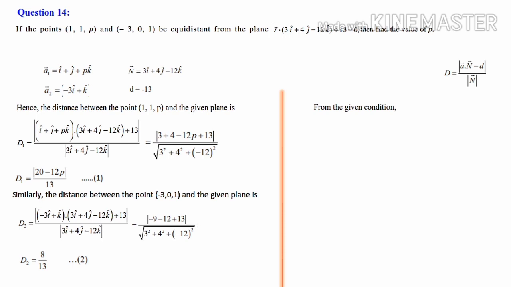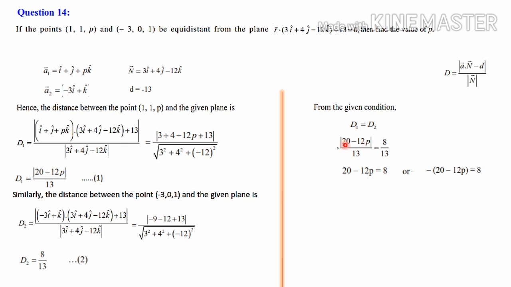Now it is given to us these two distances, the first point and the plane, and the second point and the plane, the distances are same. So d1 equal to d2. That is d1 we have calculated modulus of 20 minus 12p divided by 13, and d2 value is 8 by 13. That is 20 minus 12p is equal to 8, or minus of 20 minus 12p is equal to 8. Since modulus is there, we have two options. Either the inside value can be positive or inside value can be negative.